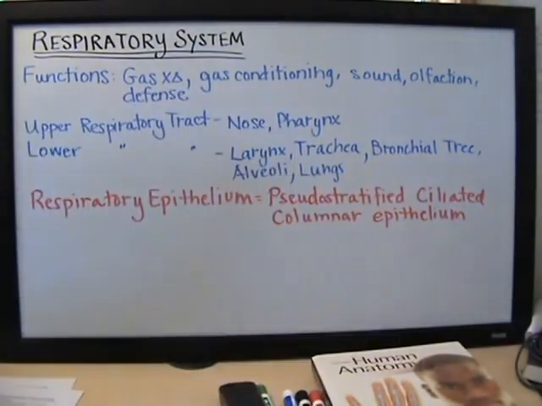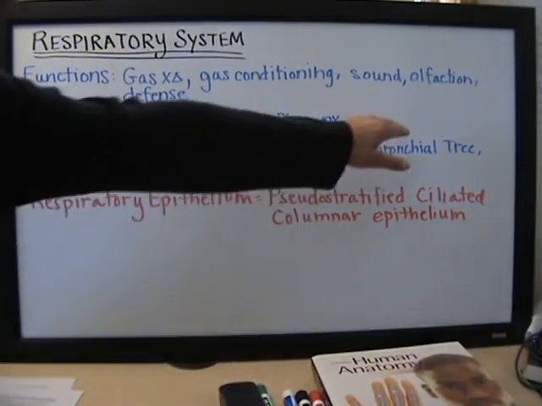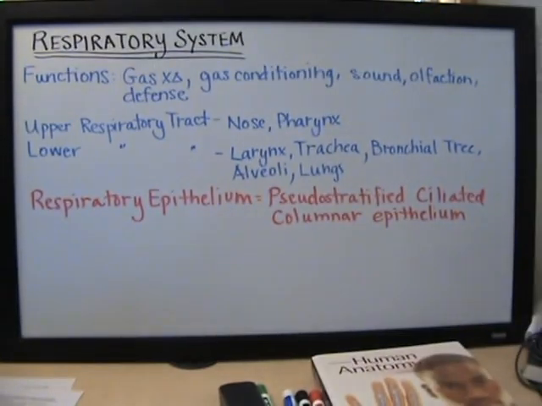Sound, of course, comes from the respiratory system, the vocal cords. We have olfaction occurring in the respiratory system within the nasal cavity. And then we have defense. The respiratory system is designed to prevent foreign invaders from entering and getting in our body.